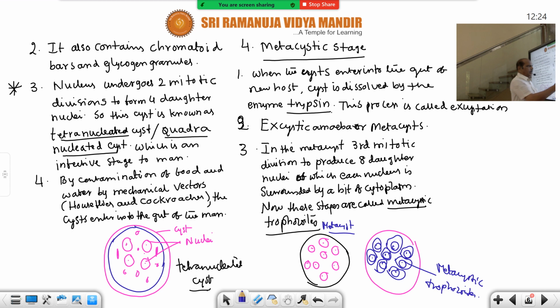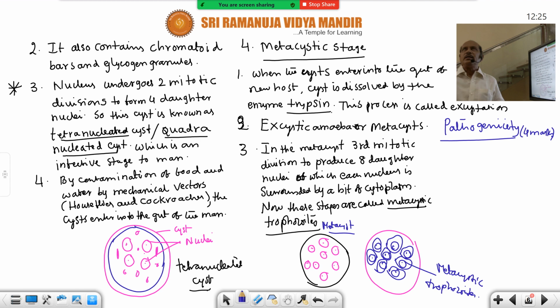Okay. And then pathogenicity. This is also another 4 marks question. Life cycle is one 4 marks question, trophozoite is one 4 marks question, pathogenicity is also another 4 marks question. You see how important it is. I need not separately say that it is very important. You read carefully, go through carefully. So that's why you must study the entire life cycle.